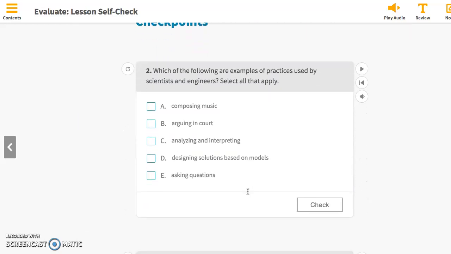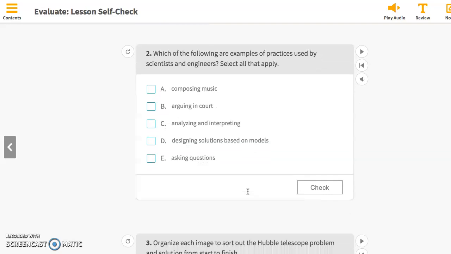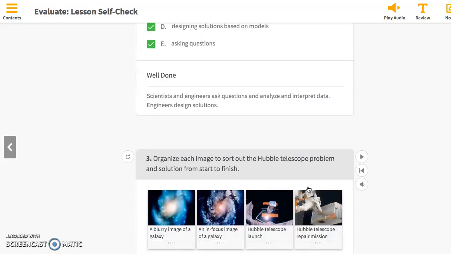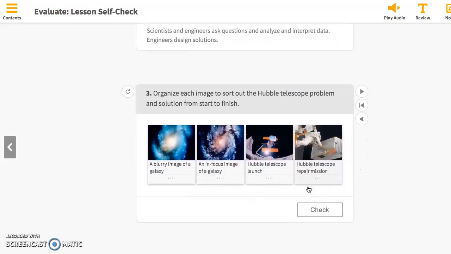Which of the following examples are examples of practices used by scientists and engineers? So, a scientist and engineer, are they going to compose music? Not necessarily. Are they going to argue in court? Nope, that's a lawyer. Do they have to analyze and interpret what they do? Absolutely. Do they have to provide a solution based on a model? Yes. And do they have to ask questions? Always. Well done. Scientists and engineers ask questions and analyze and interpret data.